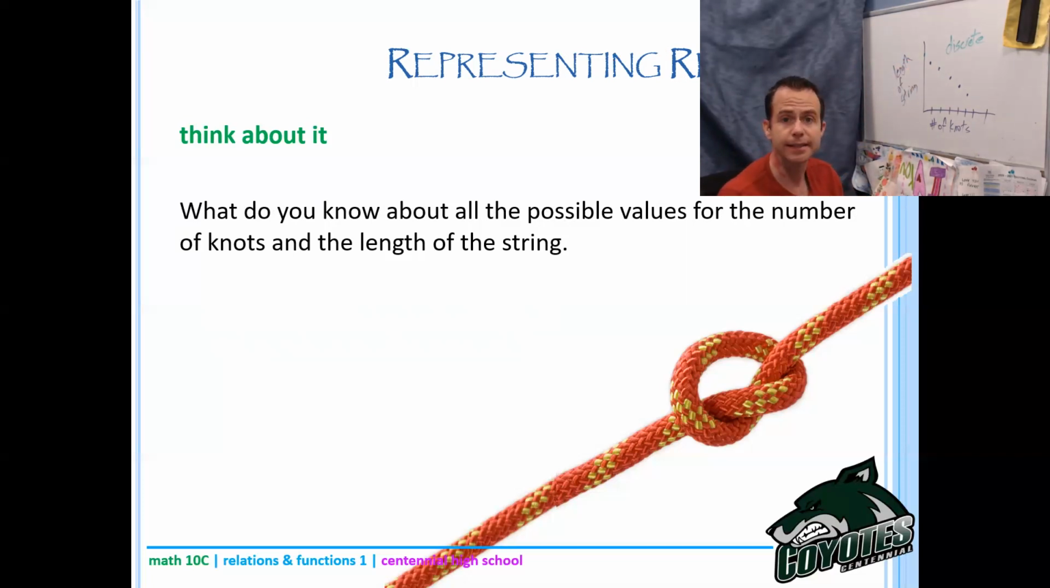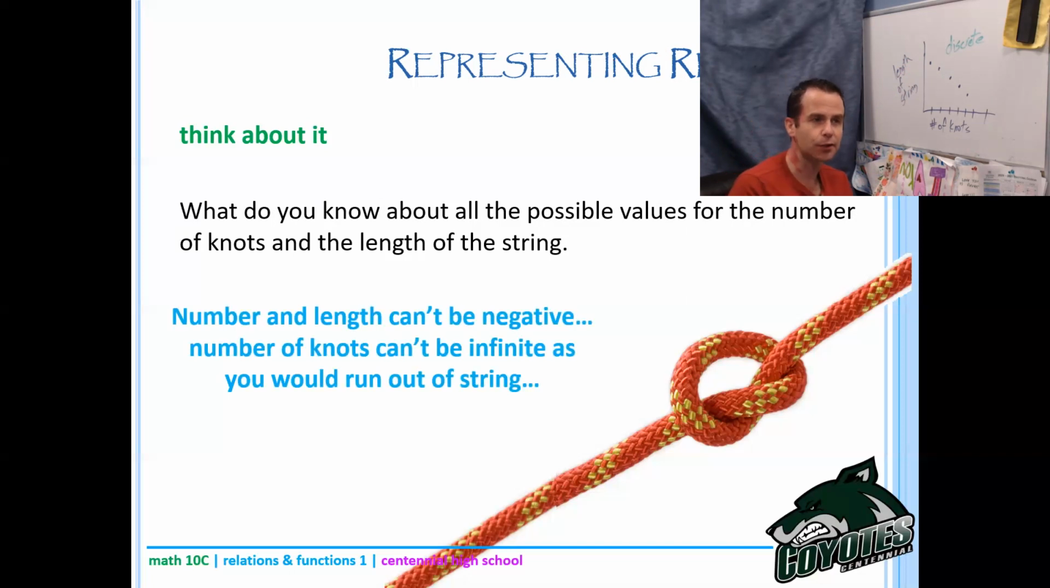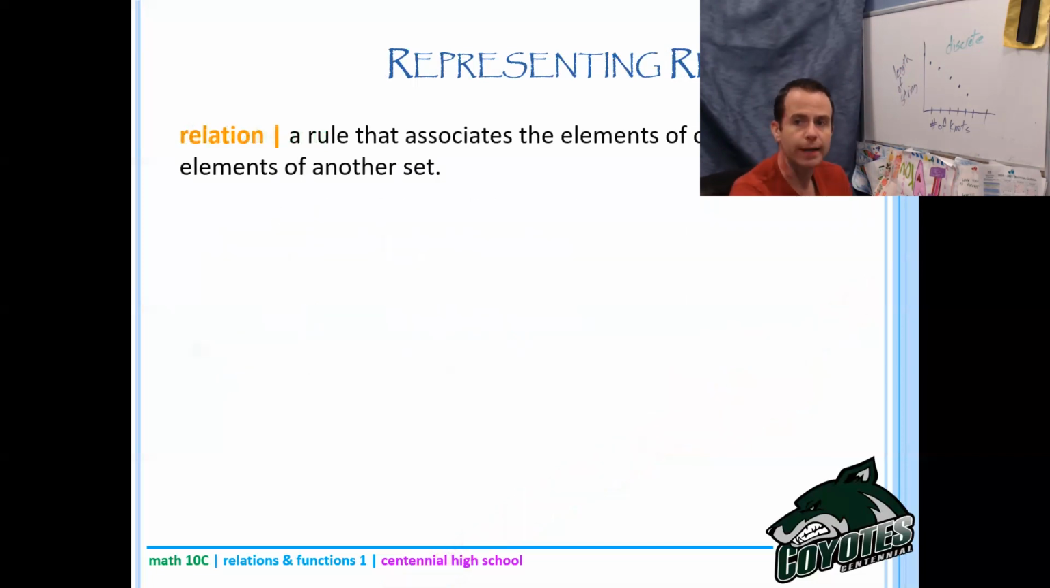Your string can't disappear, so I can't have a negative length of string. I can't have a negative number of knots. So things like that, I want you to understand that there are actually real life restrictions on what these things can actually be, okay?